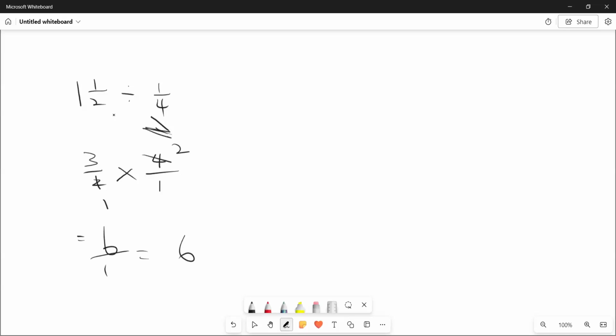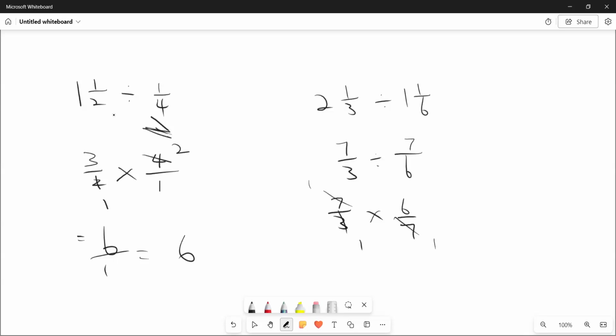Or let's take another one: 2 and 1/3 divided by 1 and 1/6. Same thing, you can convert everything to improper fractions, so you'll get 7 over 3 divided by 7 over 6, which is the same as 7 over 3 multiplied by 6 over 7. The 7s will cancel out. 3 1s, 3 2s, and you end up with 2 over 1, which is 2.